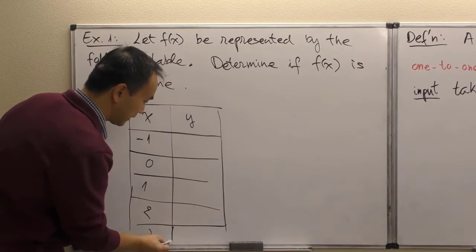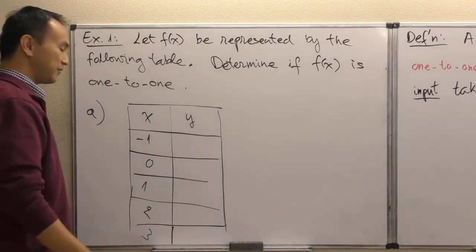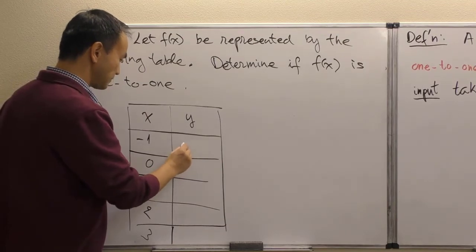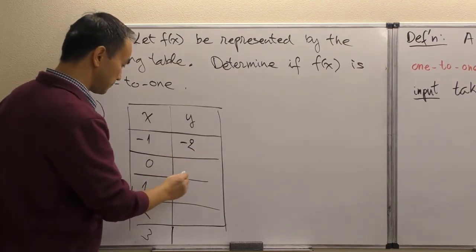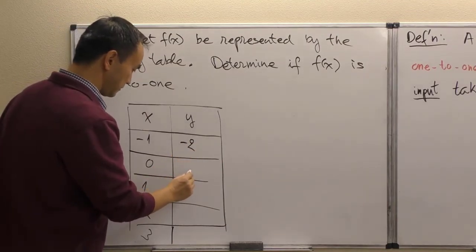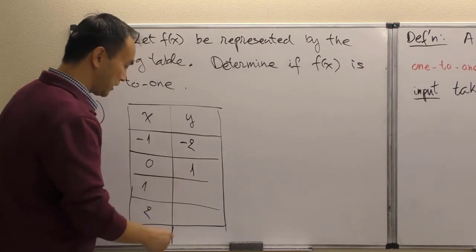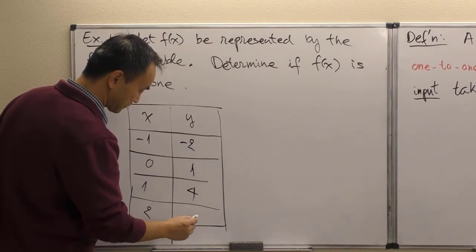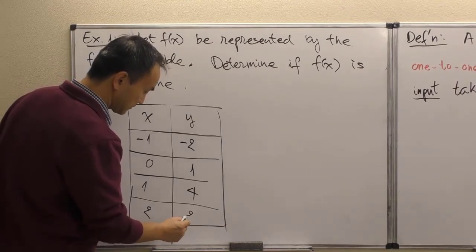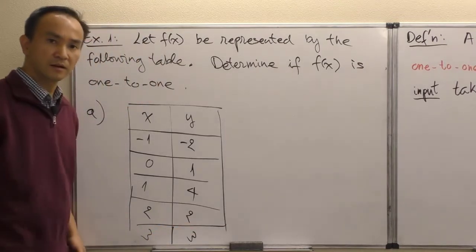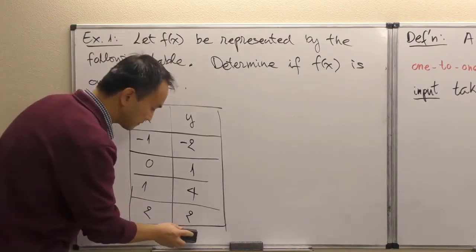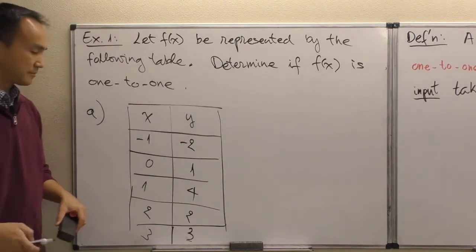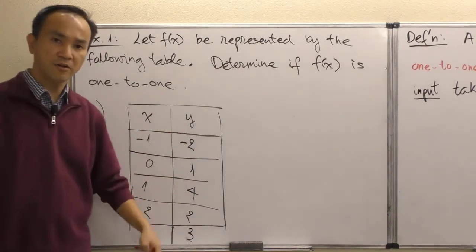And so now the y values come out being negative 2, 1, 4, 2, 3. So these are my output values.